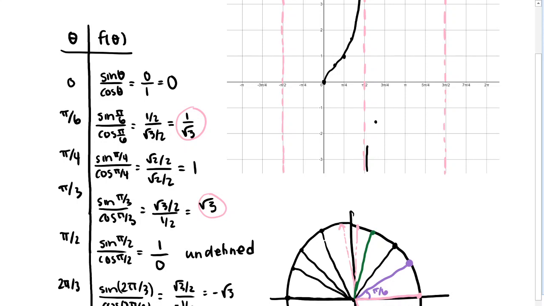3 pi over 4 gives us just negative 1. 5 pi over 6 would be negative 1 over the square root of 3. That would be out here. Plugging in pi, we get 0. And then our output values would start to repeat, right? So I get something like this, this, and this. We kind of see that this picture here would look something like this.